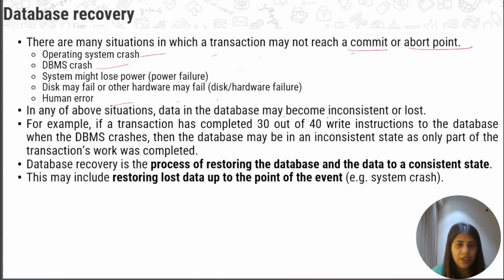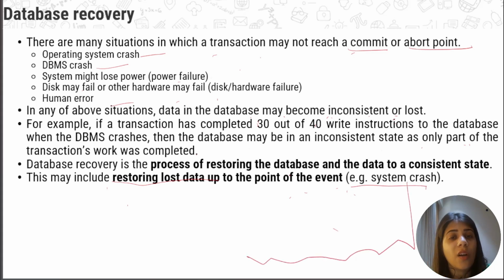For example, if a transaction has completed 30 out of 40 write instructions to the database, when the database crashes, the database may be in an inconsistent state as only some part of the transaction work has been completed. Only some instructions are logged. So database recovery is the process of restoring the database and the data to a consistent state. This may include restoring the lost data up to the point of the event. For example, in a system crash, all the instructions or operations performed up to the point where the system crashed, all that data has to be restored. This process is called database recovery.